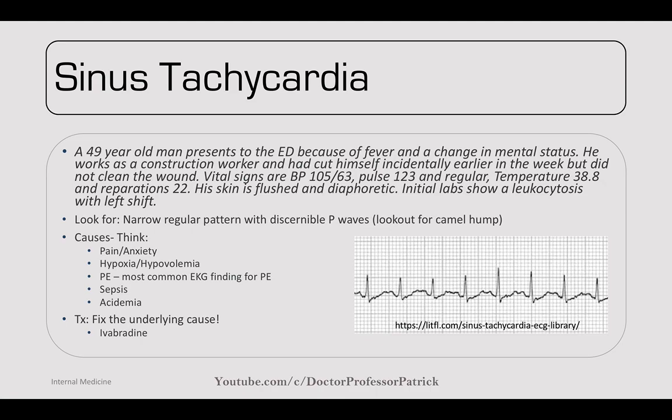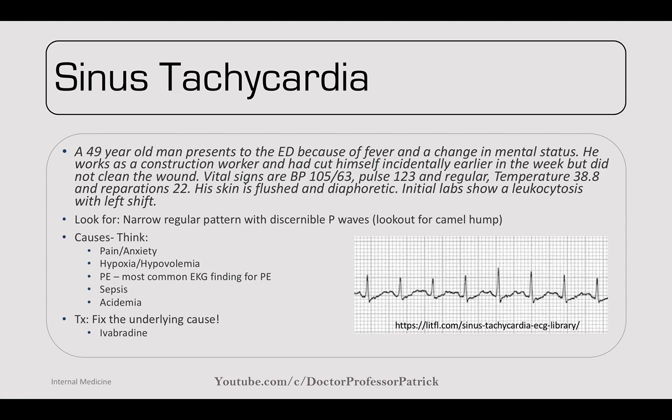So in sinus tachycardia, you're going to look for a regular, narrow pattern of QRS complexes with discernible P waves. So they look like camel humps. So anything can really cause sinus tachycardia, but think especially pain and anxiety, hypoxemia and hypovolemia.